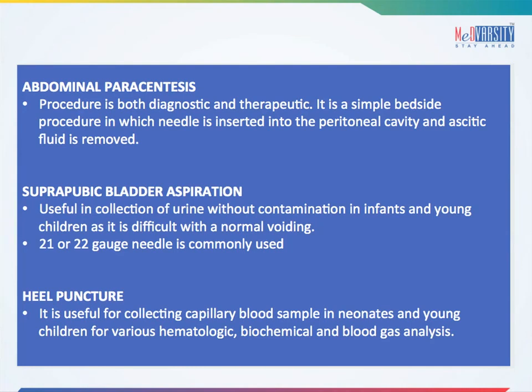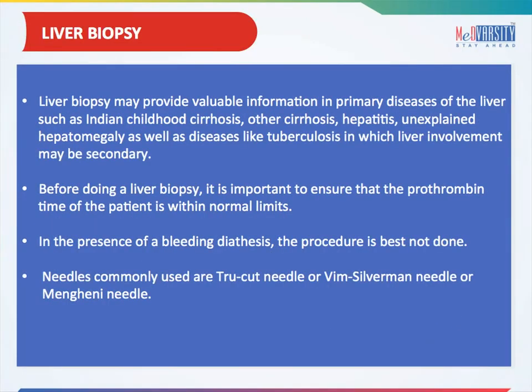Suprapubic bladder aspiration. Useful in collection of urine without contamination in infants and young children, as it is difficult with a normal voiding. A 21 or 22 gauge needle is commonly used. Heel puncture. It is useful for collecting capillary blood sample in neonates and young children for various hematologic, biochemical, and blood gas analysis.